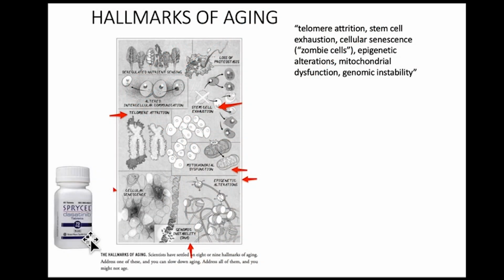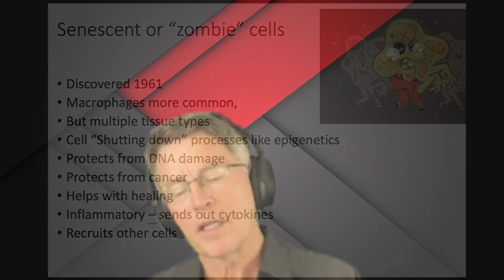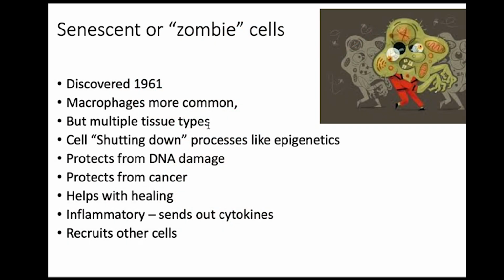This prescription drug bottle that you see called Sprycel is dasatinib. It was developed by folks at Mayo. But I'm getting ahead of myself again. Let's go back and talk about the history and a little bit more about what we know about senescent cells, what we've seen. They were discovered in 1961. Macrophages are more commonly noticed and studied as senescent cells, but you can see it in multiple tissue types.